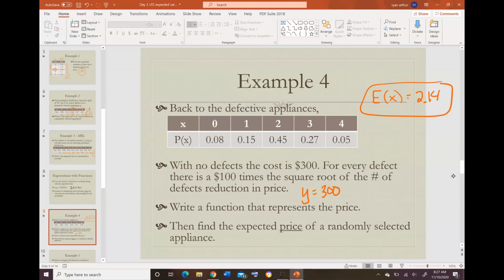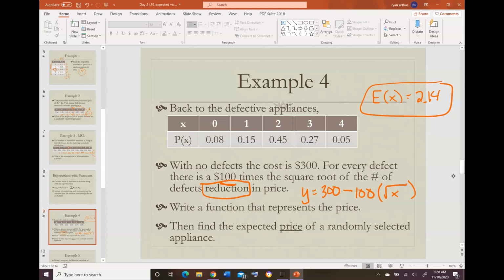Now, for every defect, there's 100 times the square root of the number of defects reduction in price. Well, if you're reducing something, am I going to add or subtract that? I'm going to subtract that. So I'm going to subtract 100 times the square root of the number of defects. We're going to make that X. And that's your function.